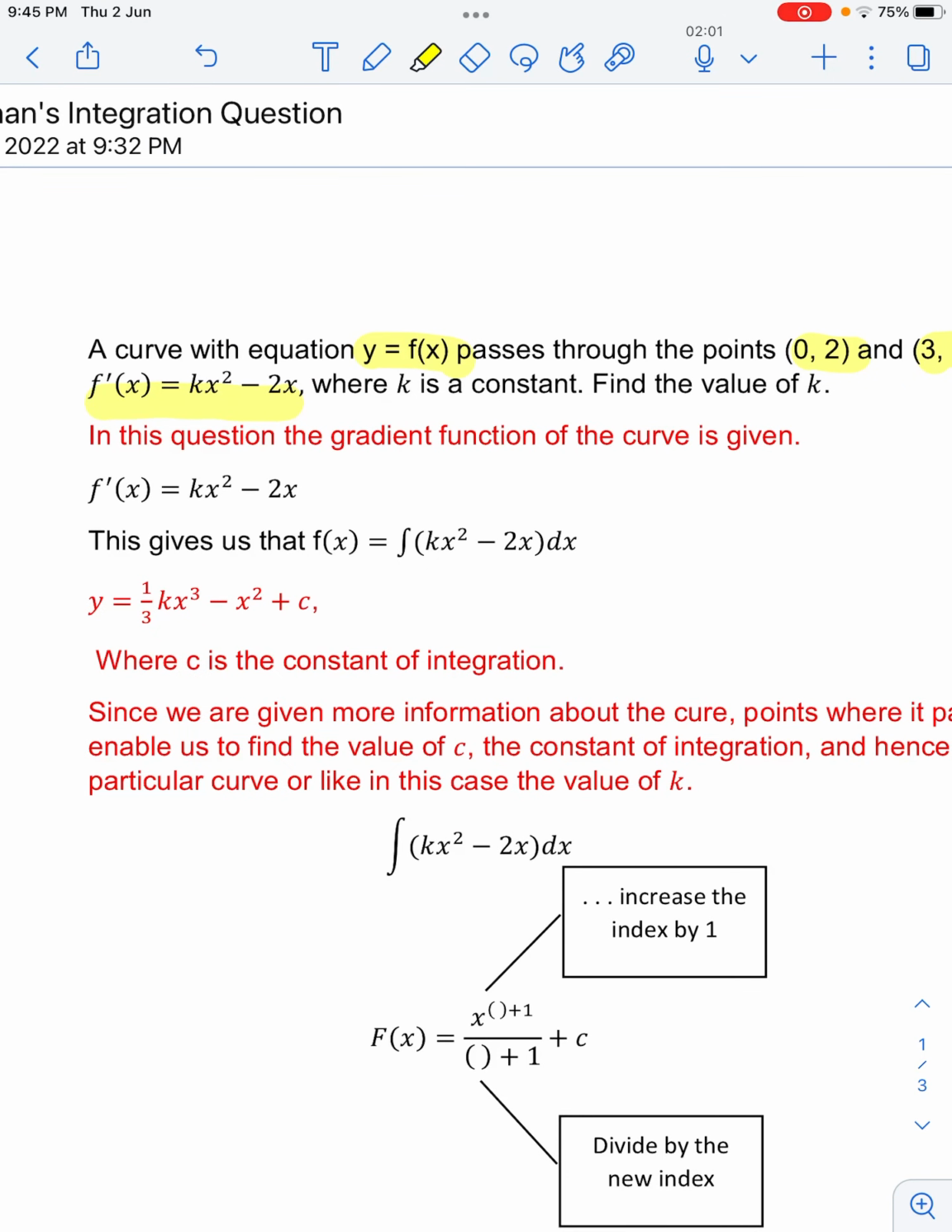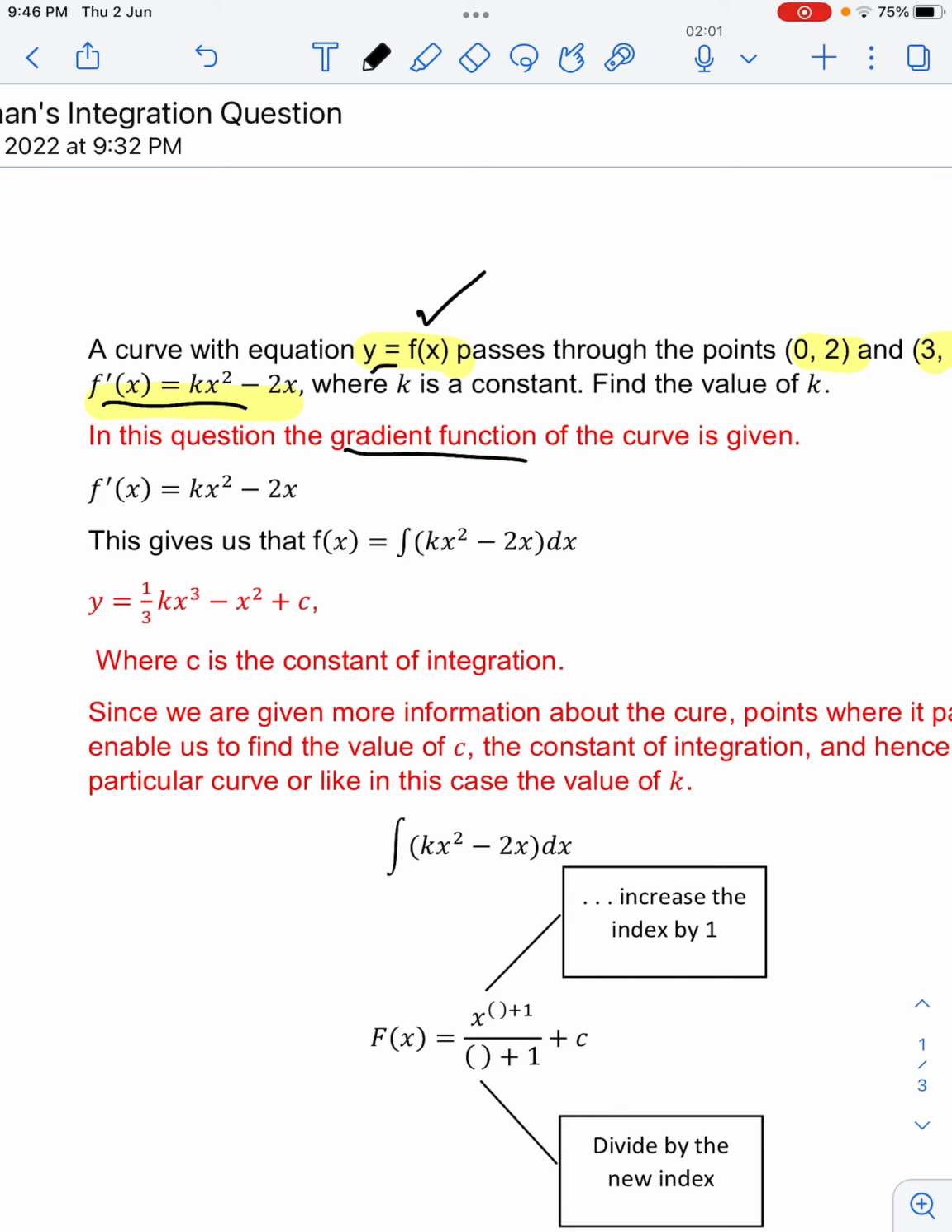So in hindsight, what you know is that f of x refers to a particular function. We are not given a function, but we are given the gradient function, which is kx squared minus 2x. So we need to find the antiderivative of that. We need to integrate in order for us to find what that function is.